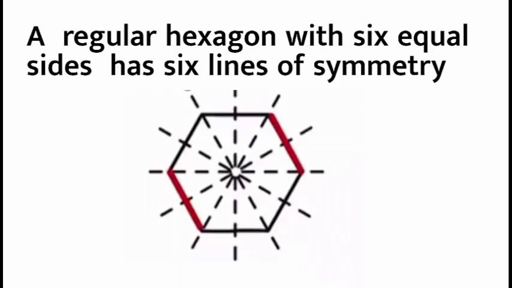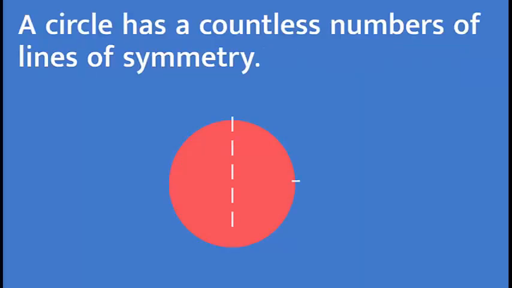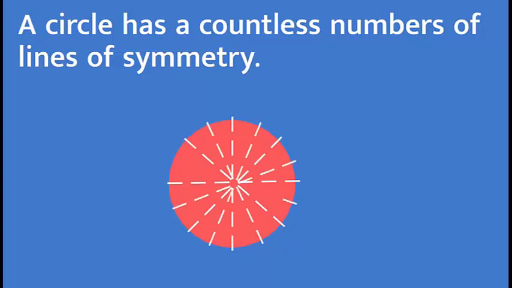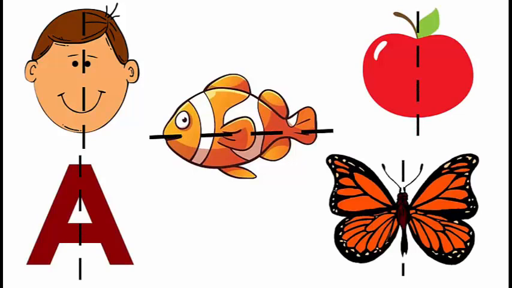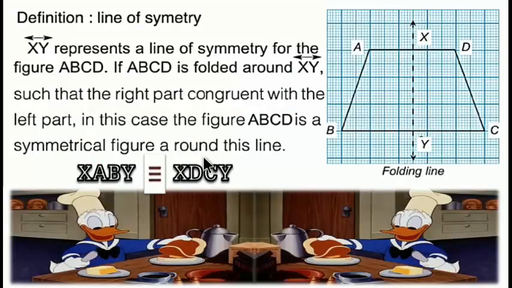Interesting, isn't it? A circle has a countless number of lines of symmetry. That means wherever you fold on these lines, it will be exactly half to its other side. Try observing line of symmetry in shapes around you. You will come up with so many interesting points. Line of symmetry.